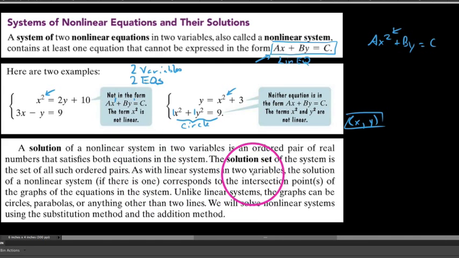So we say, as with linear systems in two variables, the solution of a nonlinear system, if there is one, corresponds to the intersection points of the graphs of the equations of a system. And unlike linear systems, we say the graphs can be circles, parabolas, or anything else other than just two lines. So we're going to solve nonlinear systems using the substitution method, as we've done in the past. And we would say that addition methods sometimes also work.